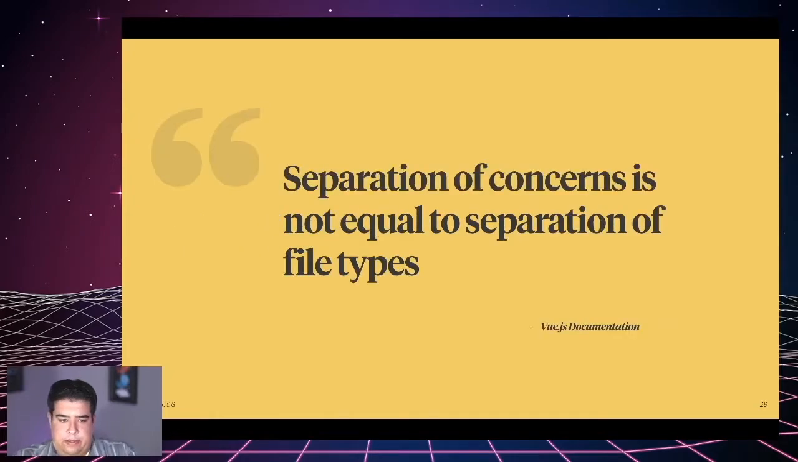Now, there's a quote from the Vue.js documentation that I think really hits the nail on the head here. It says, separation of concerns is not equal to separation of file types. Yes, separation of concerns is important. And one of the biggest arguments against this functional utility-based CSS is that it goes against separation of concerns, but I really don't think it does that.